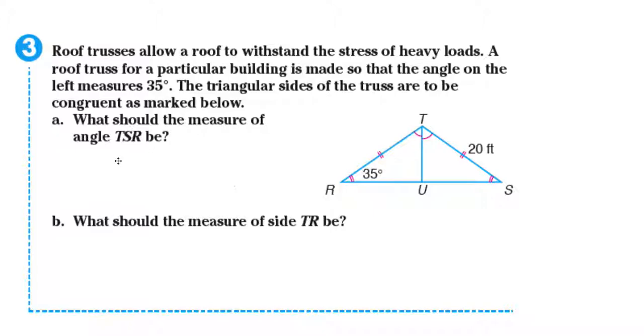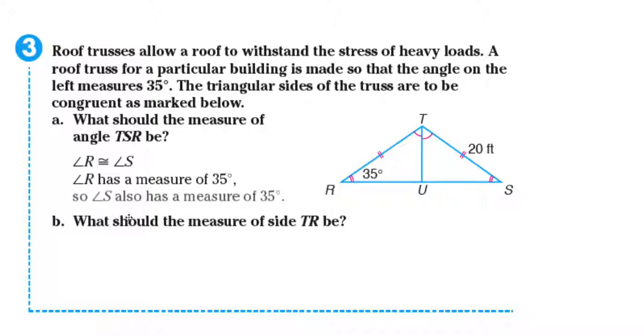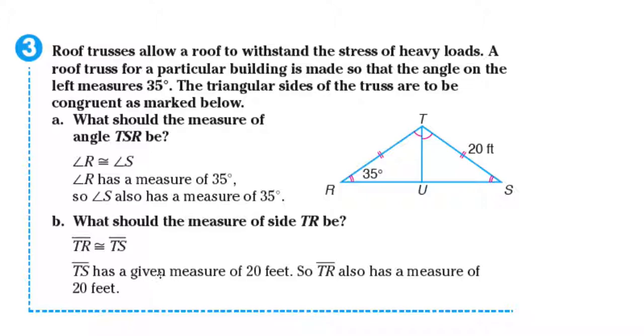Okay? So first things first, we know that angle R is congruent to angle S. And since angle R has a measure of 35 degrees, we know for a fact that angle S also has a measure of 35 degrees. Easy enough. What should be the measure of TR? So TR is this side. We know also for a fact that side TR is congruent to side TS. And we know also that TS has been given a measure of 20 feet. So TR has also a measure of 20 feet.